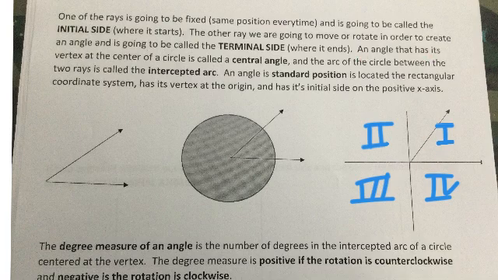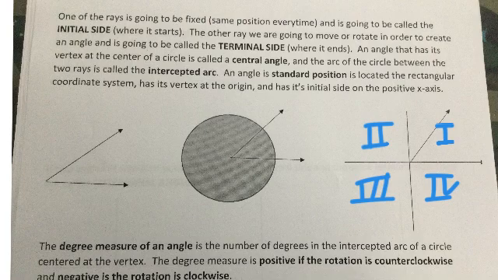Let's keep reading. An angle that has its vertex at the center of a circle is called a central angle. So imagine we had a circle, and again, think about this as the positive x-axis, the initial side. Here's our terminal side. This is called a central angle because it's an angle formed and the vertex is in the center of the circle.